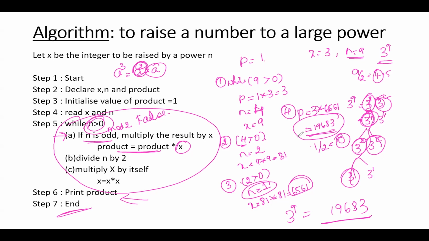So this is how raising a power to the largest number works. As you can see here, we have used only 4 steps, 4 multiplications, and then we are done with finding the power. Otherwise, we had to multiply it 9 times, and we have reduced it so much so that it is giving us a perfect answer in less number of steps. So this is the algorithm to raise the number to the largest power.